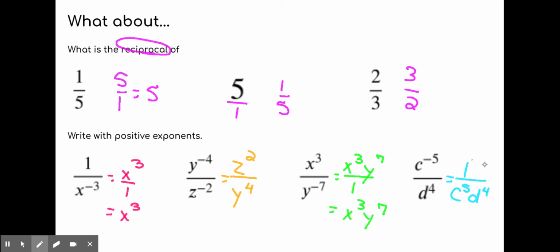And this, we have to leave this way because you can't have a blank numerator, but you can leave a denominator empty, right? You don't have to write over 1. But if all that's left in the numerator is 1, you have to write it. Okay? So now you have seen how to deal with negative exponents.